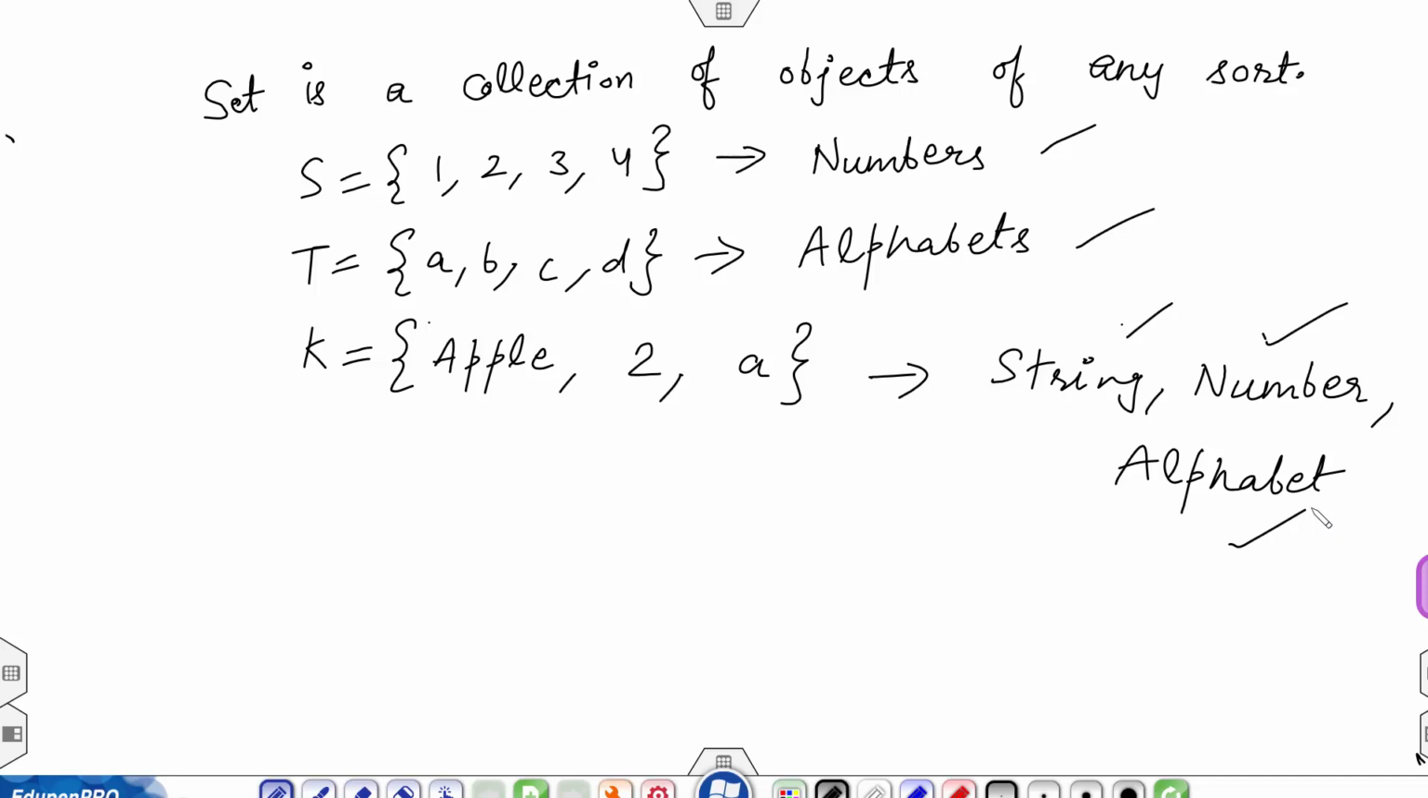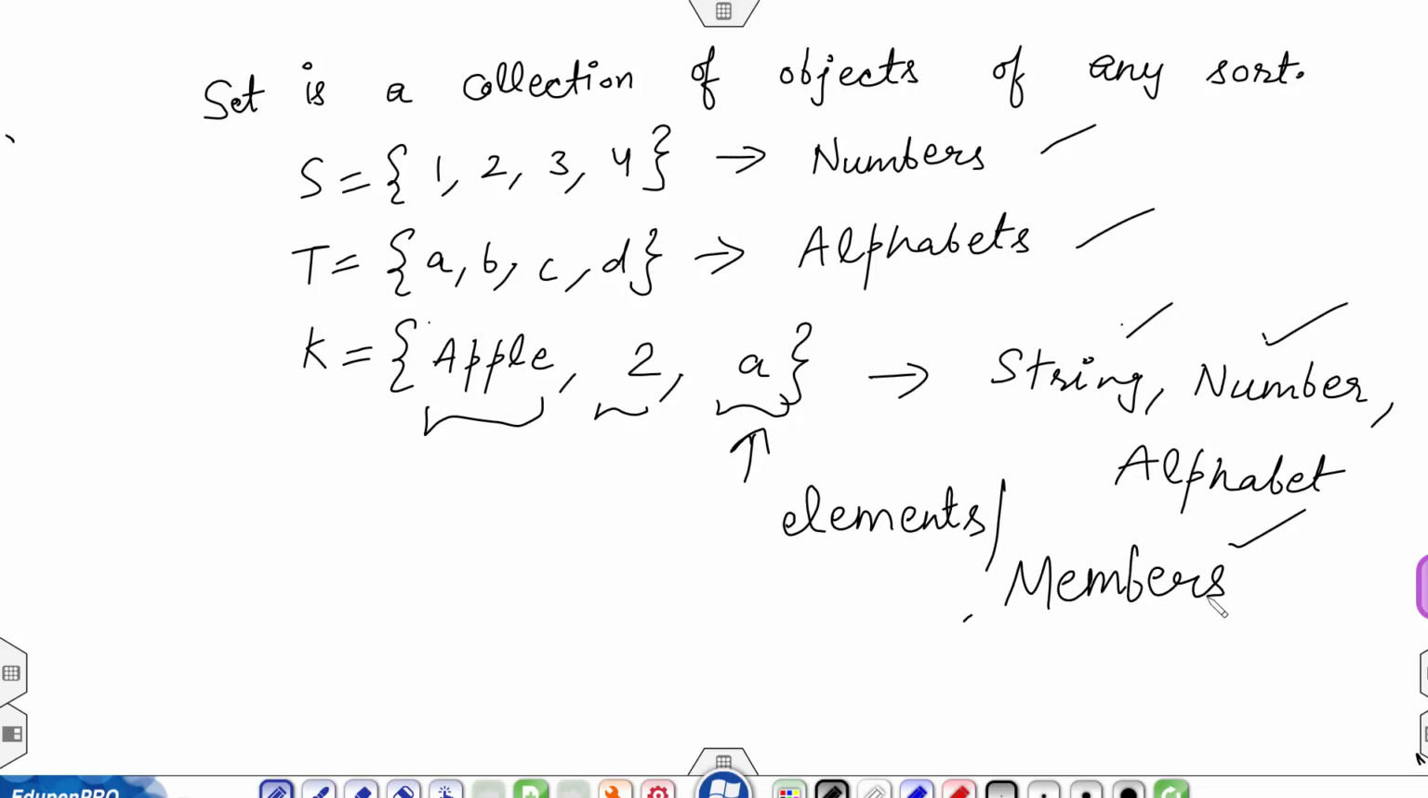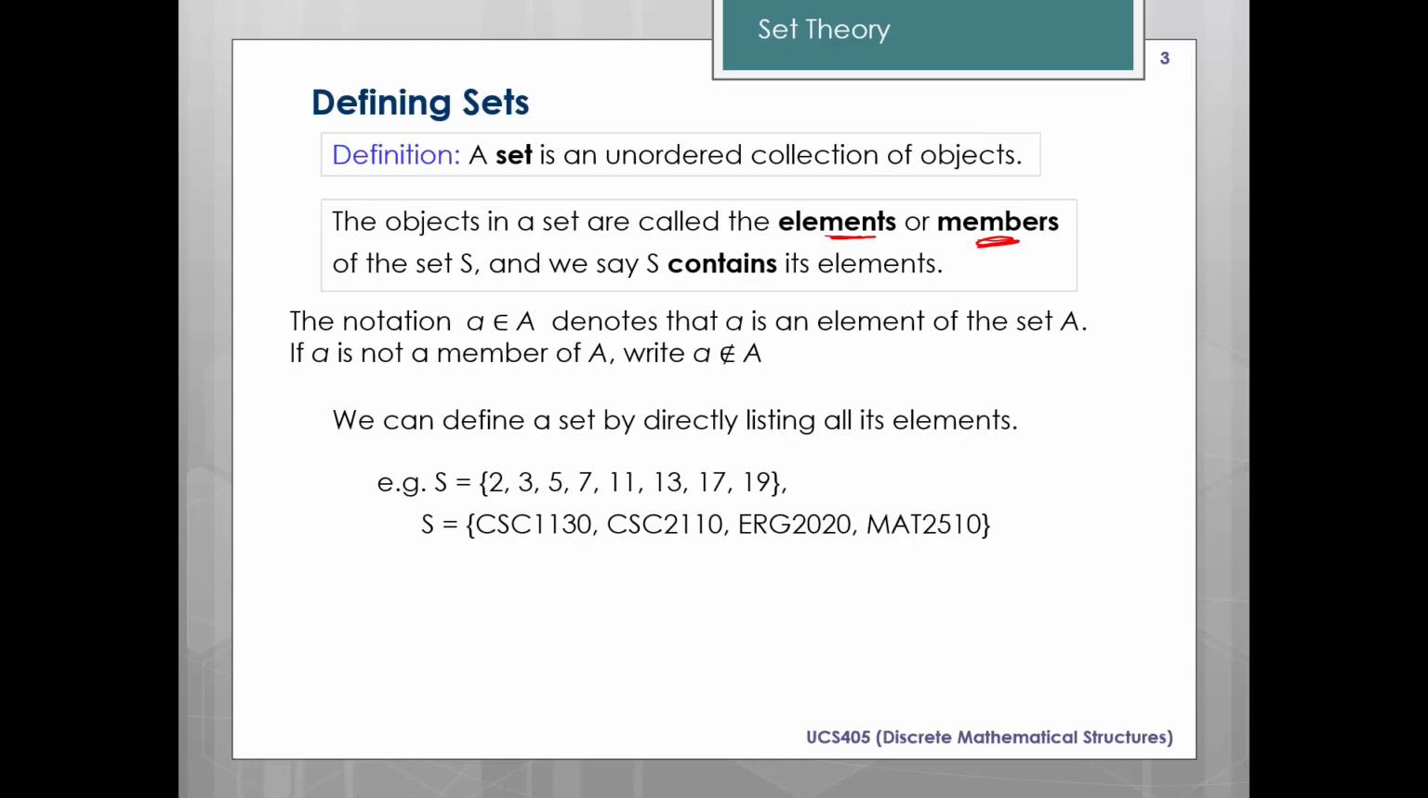The next point is that these individual items are called elements, or members, or objects. So that is what we have about sets. Here two symbols are there. This is the belongs to symbol and this is the does not belong to symbol. What is the meaning of these symbols? We will see it with the help of an example.